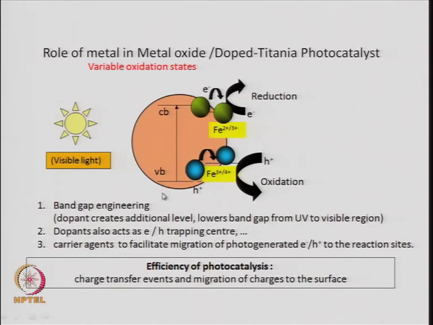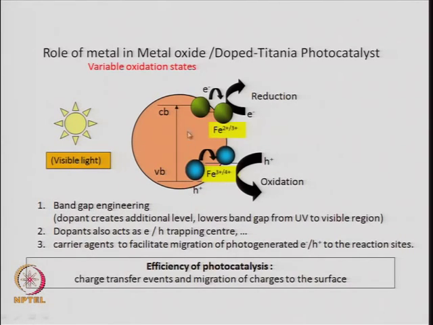This is the conduction band and valence band, and now you have doped this titanium dioxide with a metal oxide, and the metal oxide that you have chosen is iron oxide. Iron oxide will have the possibility of being in iron 2 plus, 3 plus, 4 plus states, and so if you have these kinds of oxides on top of the surface, what can happen?